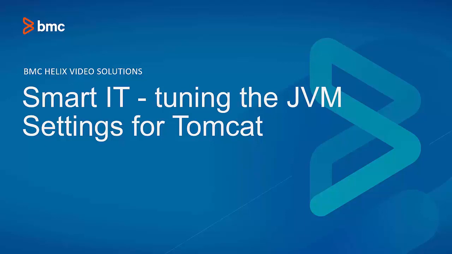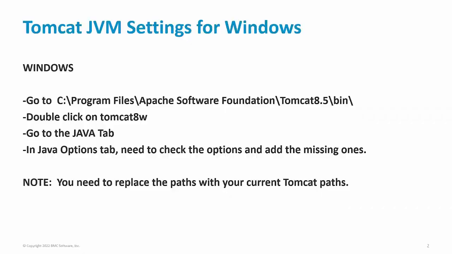Hello everyone, this video is for tuning the JVM settings for Tomcat. For Windows, you can navigate to the installation directory of Tomcat and go to bin folder and double click on Tomcat8w.exe and then go to Java tab.